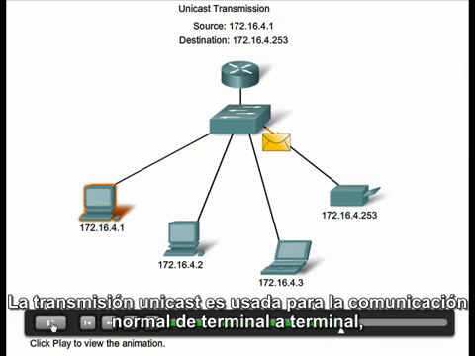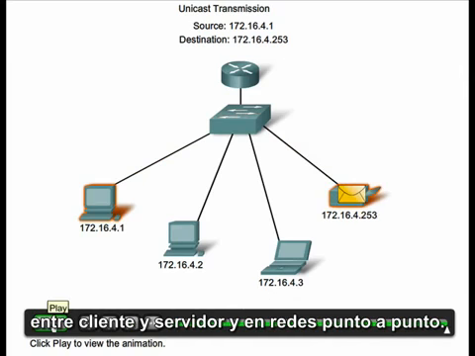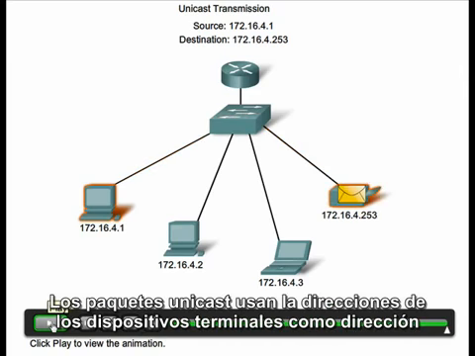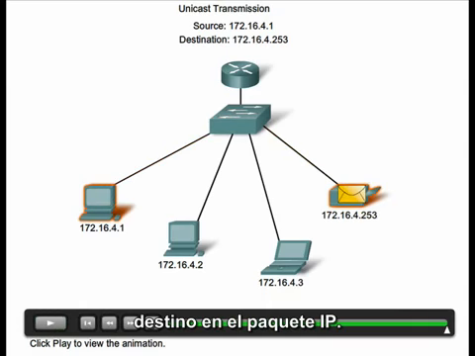In an IPv4 network, hosts can communicate in one of three different ways: unicast, broadcast, and multicast. Unicast transmission is used for the normal host-to-host communication in both a client-server and a peer-to-peer network. Unicast packets use the host address of the destination device as the destination address in the IP packet.